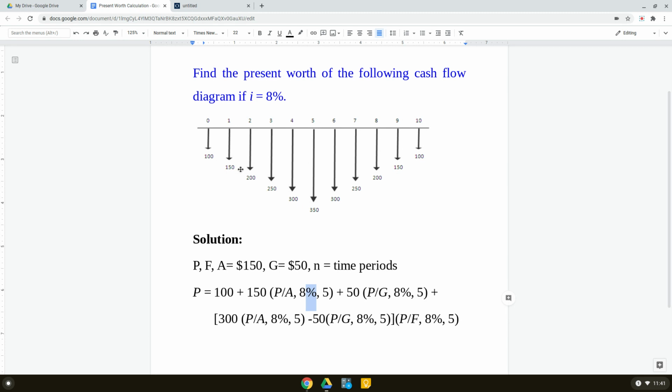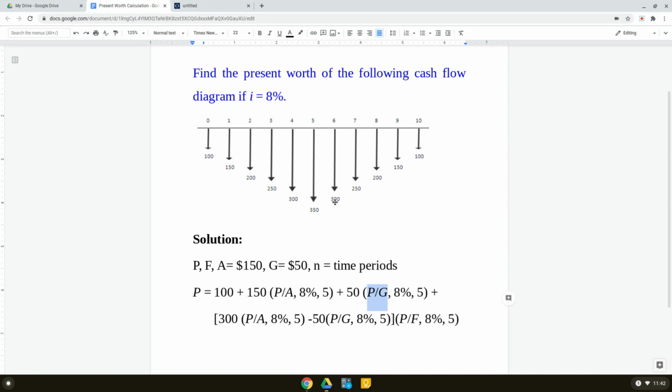But then we also have to consider the G value, the arithmetic gradient, which is $50 here. As you know, it's increasing by $50, and we have to convert that G value into its equivalent P value. For that, we can multiply it by the P given G factor at 8% and 5 years, again 5 years. So that is this simple formula: the $100 as it is, then the common A multiplied by the P given A factor, and the G value multiplied by the P given G factor, which will give us the present value of all these first five cash flows.